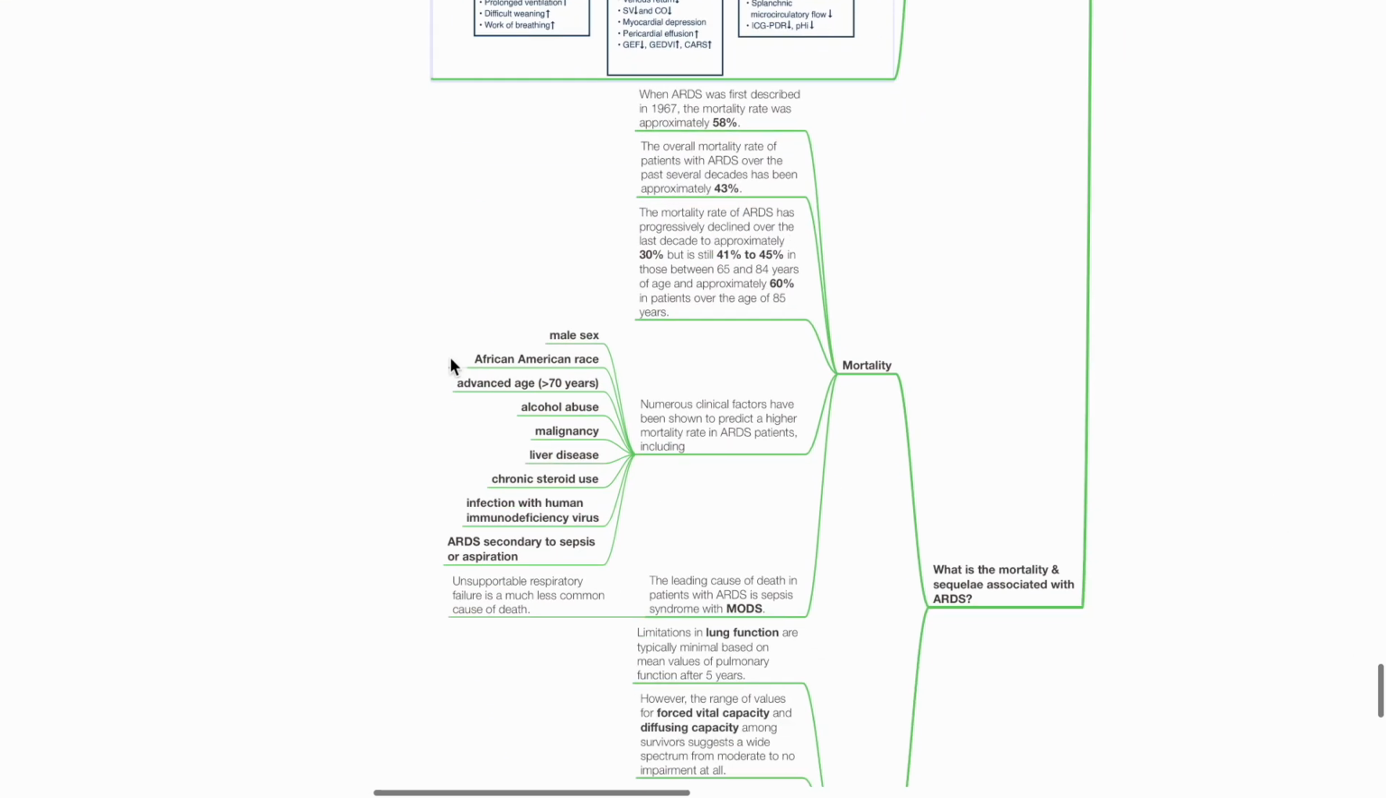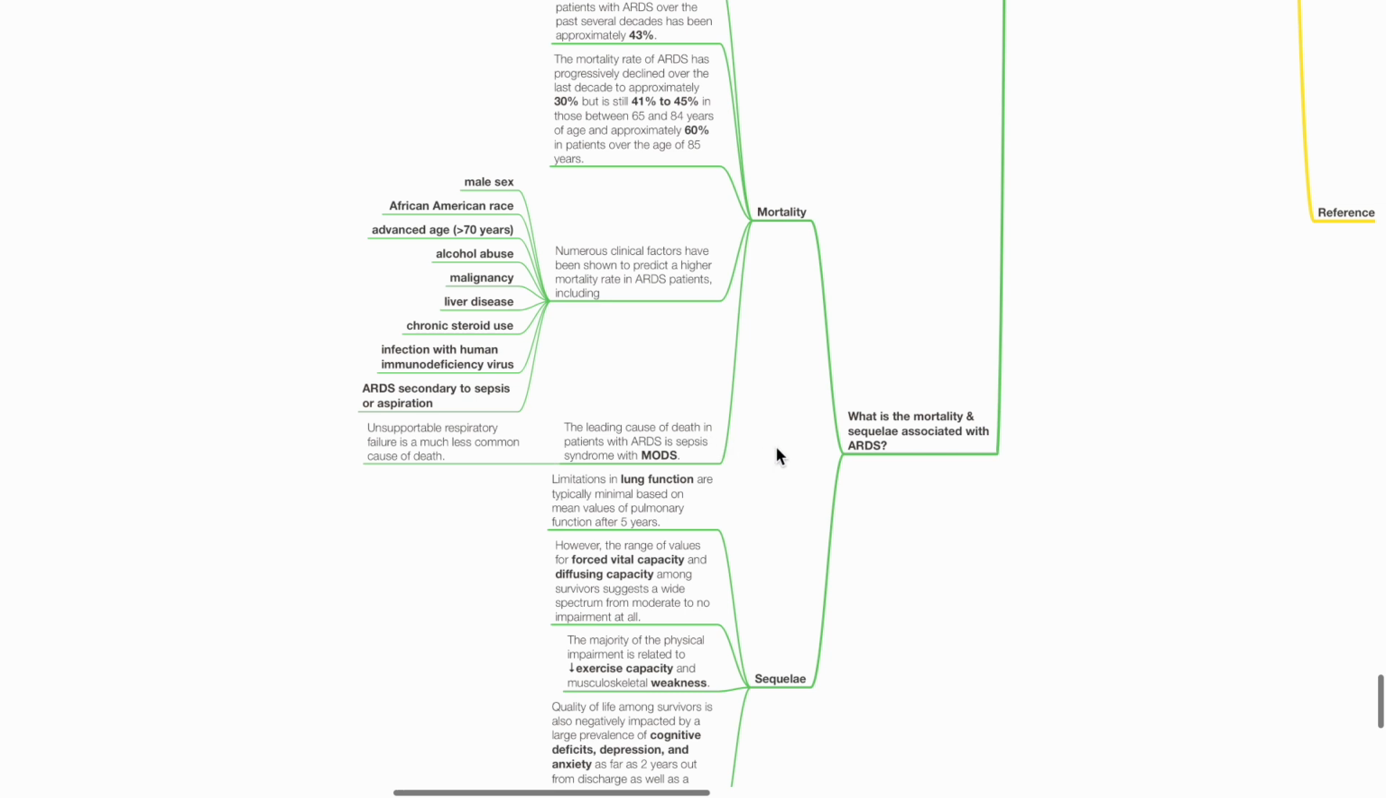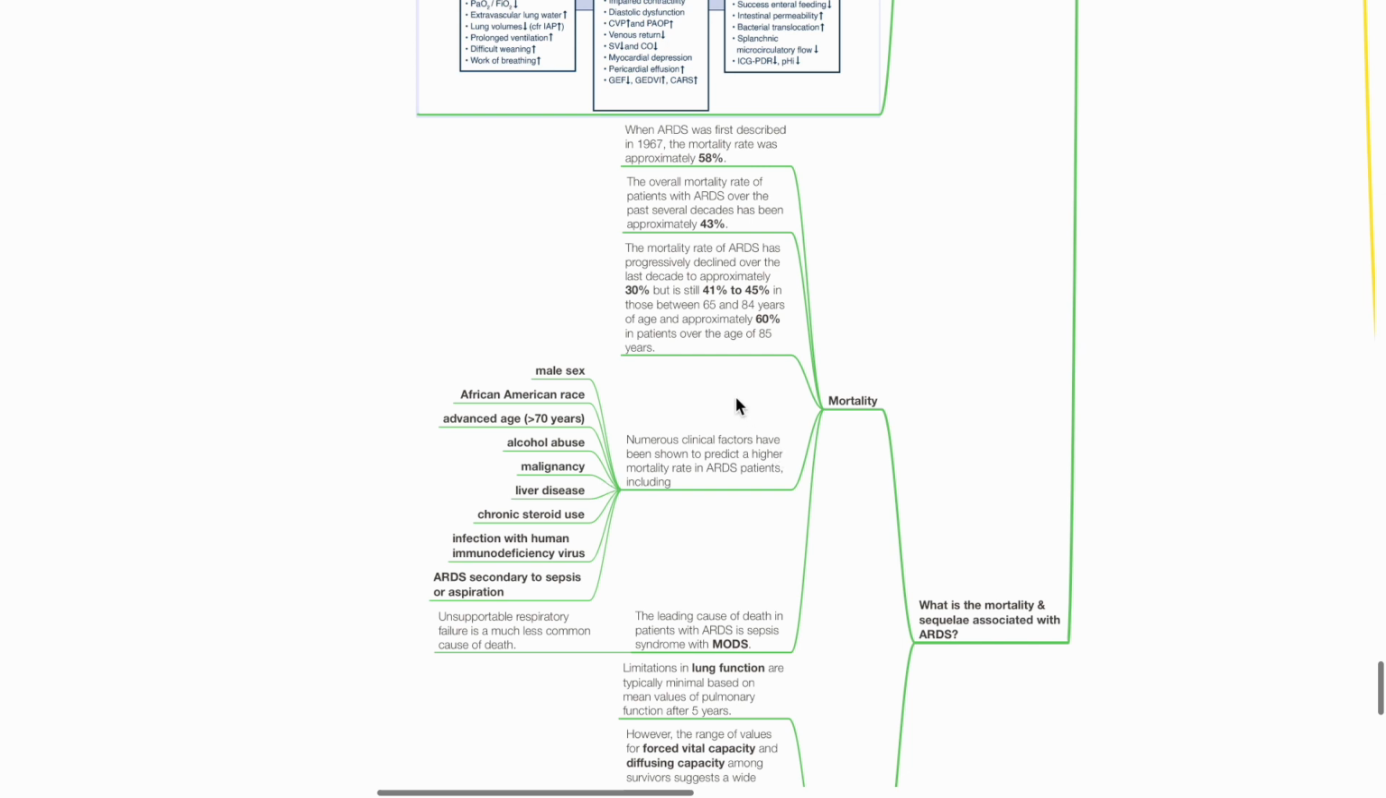What is the mortality and sequelae associated with ARDS? Regarding mortality, when ARDS was first described in 1967, the mortality rate was approximately 58%. The overall mortality rate of patients with ARDS over the past several decades has been approximately 43%. Mortality rate of ARDS has progressively declined over the last decade to approximately 30%, but is still 41 to 45% in those aged between 65 and 84 years old, and about 60% in patients over the age of 85 years old.